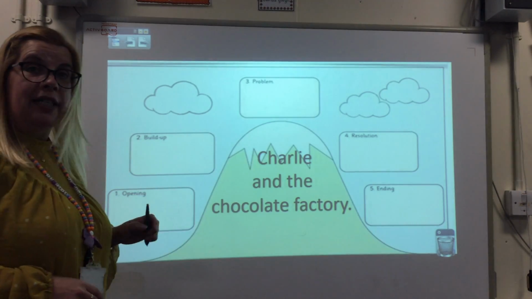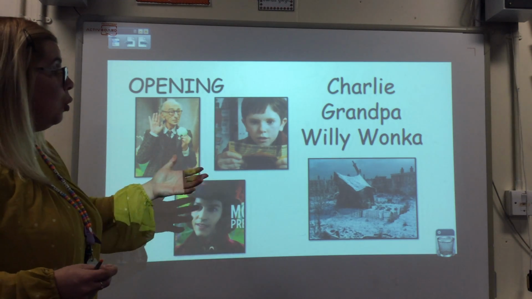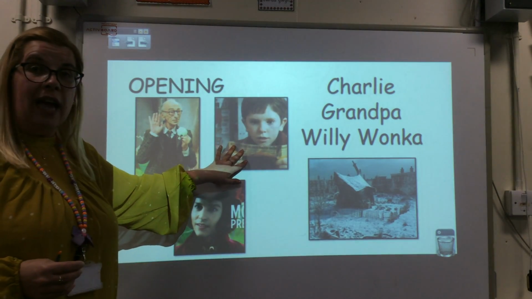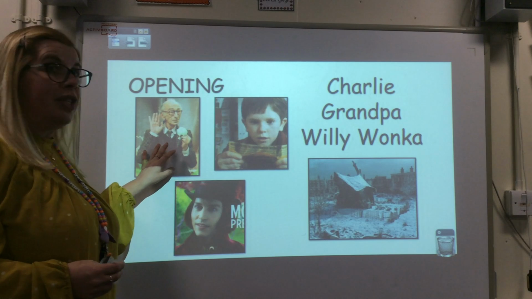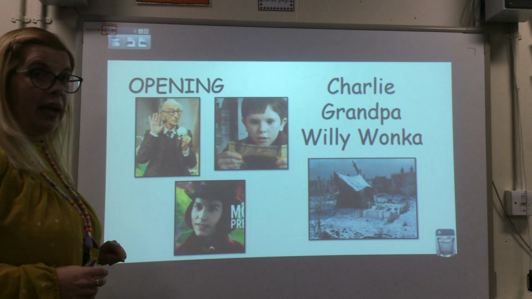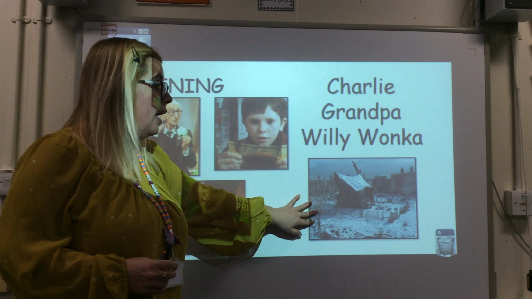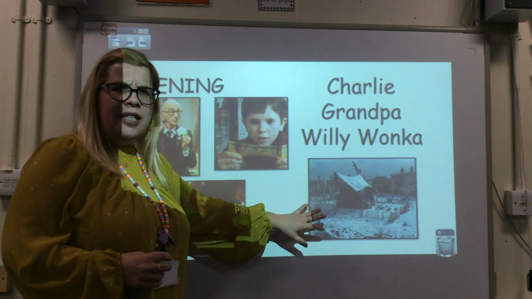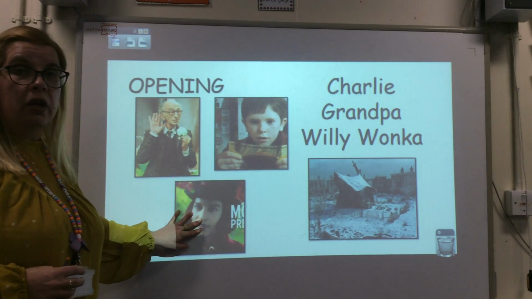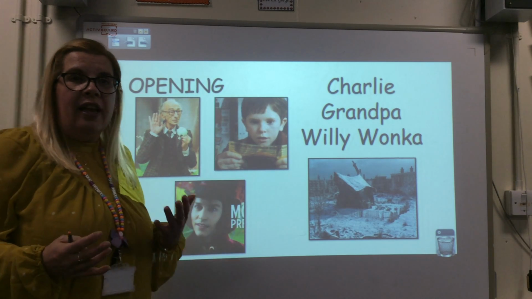So the first thing we need to look at is the opening. What I would write in the opening box would be who's involved. Our main characters in our story would be Charlie himself, Grandpa, who's his favourite grandpa and who went with him on the visit. We have Mr. Wonka at the bottom, and it was set in a cold, dark town. Most of the people used to work at Willy Wonka's factory, but now they had been made redundant and they had nothing to do.